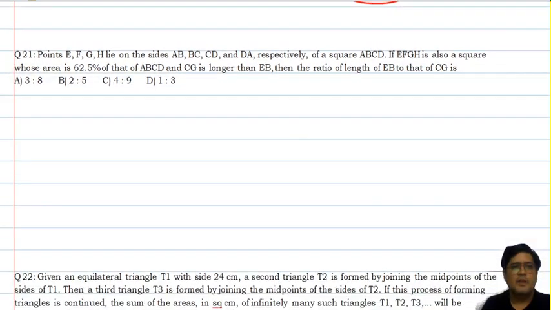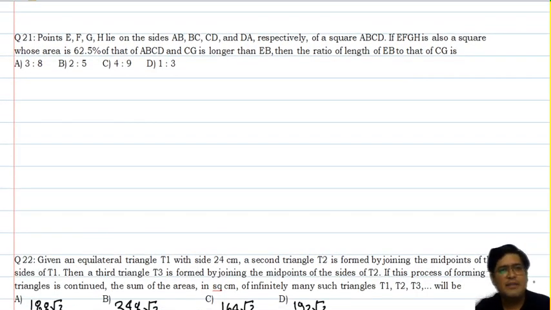Just kidding, guys. Points E, F, G, H lie on sides AB, BC, CD, DA respectively of a square ABCD. EFGH is also a square whose area is 62.5% of that of ABCD. CG is longer than EB. Then the ratio of the length of EB to CG is.